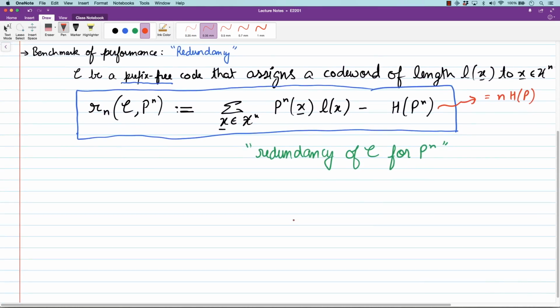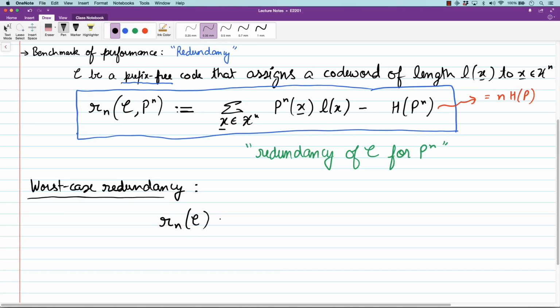Okay. Of course, the code doesn't know the distribution. So what is the worst case? It doesn't know the distribution, so we have this quantity for different Pn. What we are interested in is the worst case redundancy of a code. So worst case over all distributions. This we denote by Rn of C, and this is defined as max over all P in this family of distributions over X.